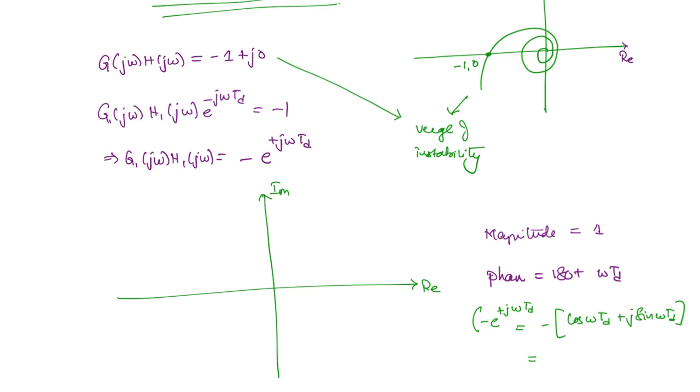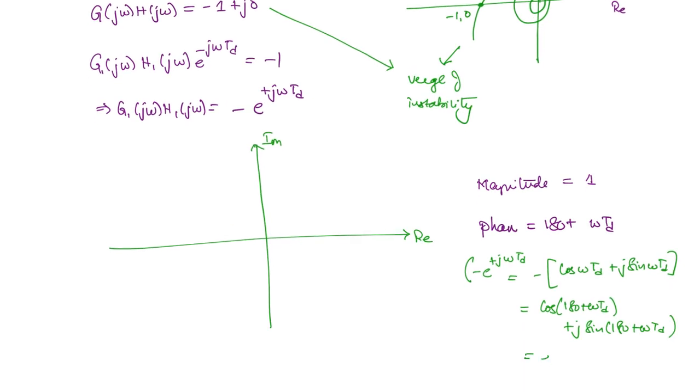Now when will both the functions be negative? In the third quadrant. So that means you will write cos of 180 plus omega td, which is minus cos omega td, plus j sin of 180 plus omega td. So this will give you what? E to the power j into 180 plus omega td. So the phase is 180 plus omega td. Now using this information we can get the polar plot.